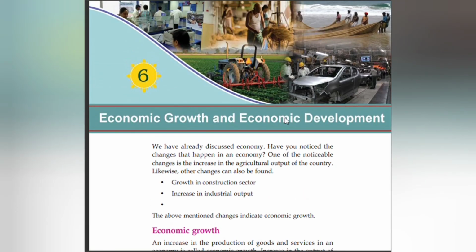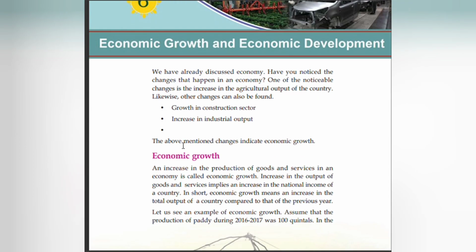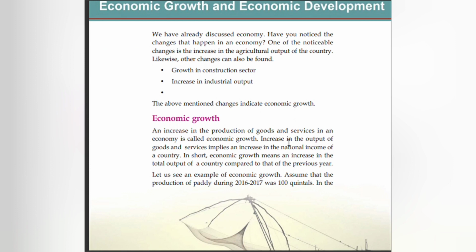Today in class we are going to learn the sixth chapter, Economic Growth and Economic Development. We have already discussed the economy. Have you noticed the changes that happen in an economy? One of the noticeable changes is an increase in the agricultural output of the country. Likewise, other changes can also be found: growth in the construction sector, increase in industrial output. The above-mentioned changes indicate economic growth.